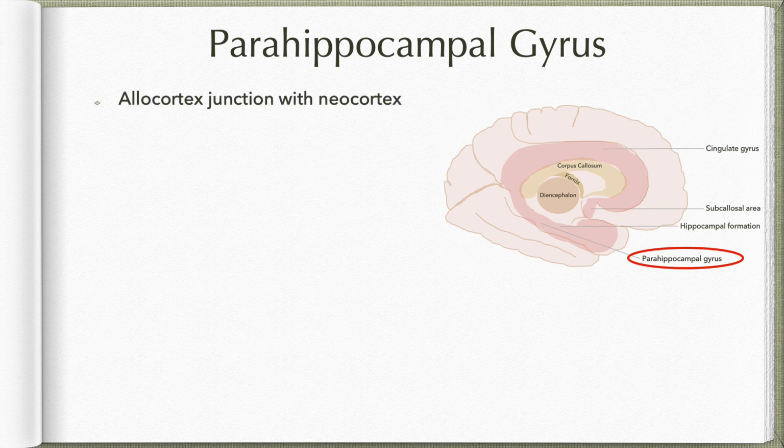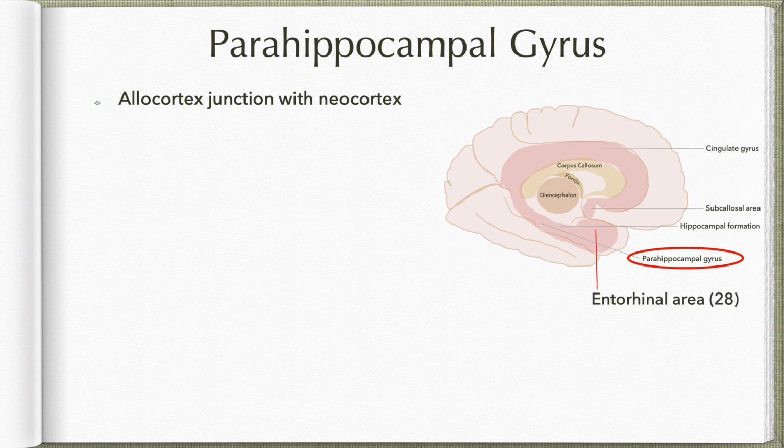So this is actually the area which forms the junction between the allocortex and neocortex. Allocortex is a combined name for both archipallium and paleopallium. So they are continuous with the neocortex at the level of parahippocampal gyrus. From front to back, it is made up of various subparts.